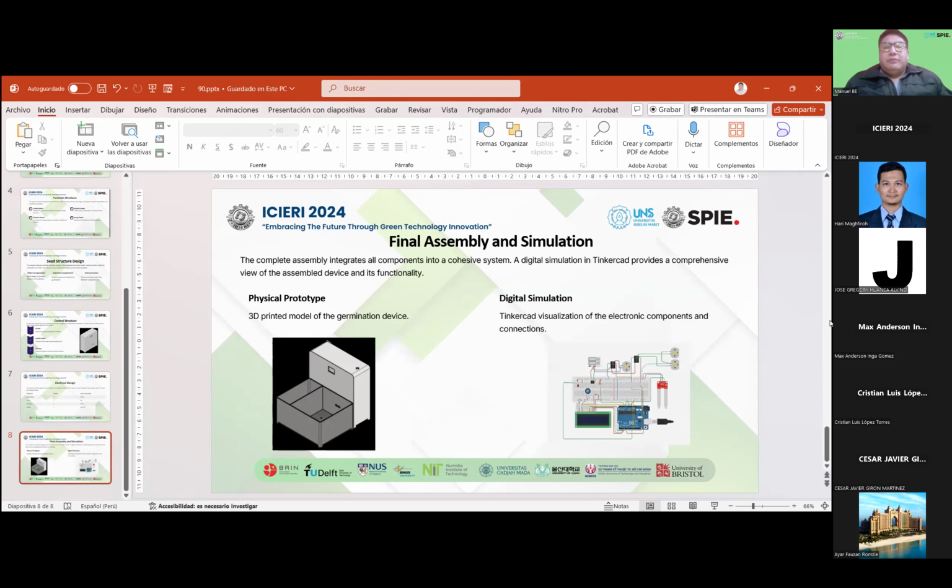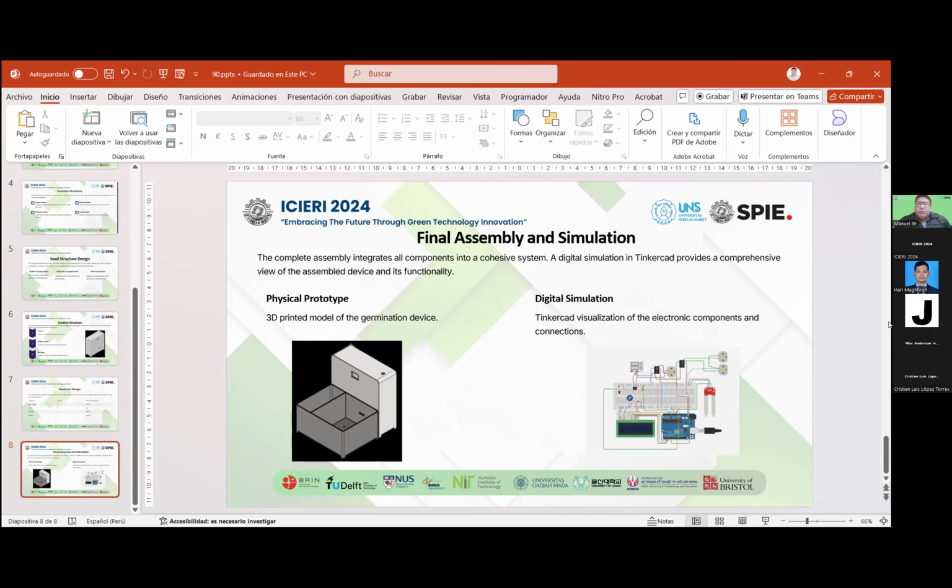Finally, final assembly and simulation. The complete assembly integrates all components into a cohesive system. A digital simulation in Tinkercad provides a comprehensive view of the assembled device and its functionality. Physical prototype: a 3D printed model of the germination device. Digital simulation: Tinkercad visualization of the electronic components and connections. That's all. Thank you all.